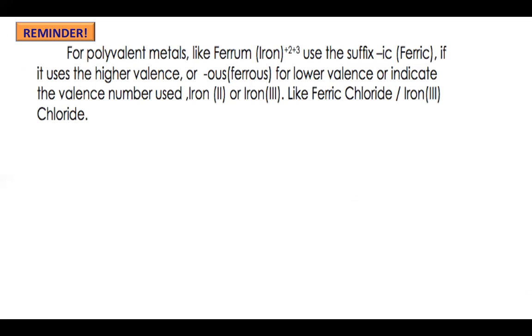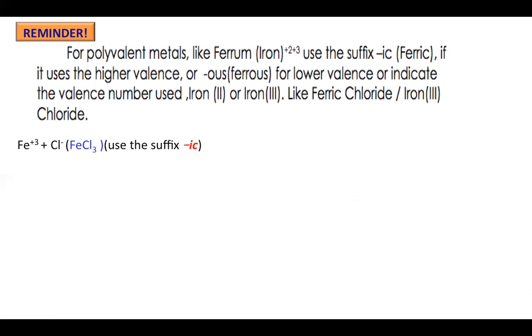For lower valence or indicate the valence number used, iron 2 or iron 3, like ferric chloride. O, di ba? So, ferric chloride or iron 3 chloride. Pwede naman iron 3, pero lagyan mo siya ng numeric na 3. Pero kung hindi mo lalagyan siya ng numeric na 3, so ang ipangalan mo ay ferric.